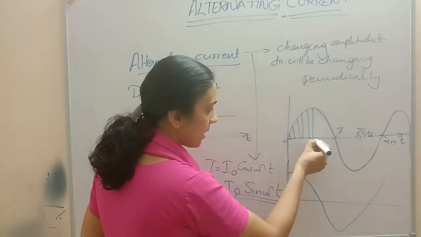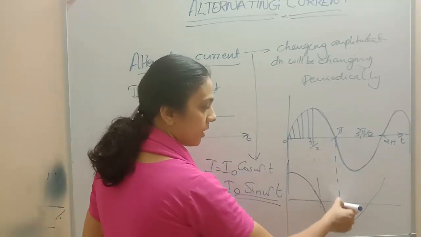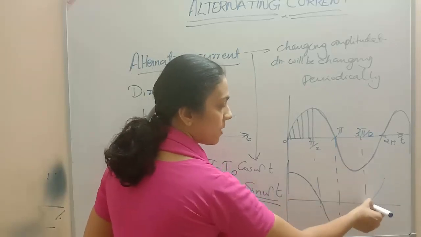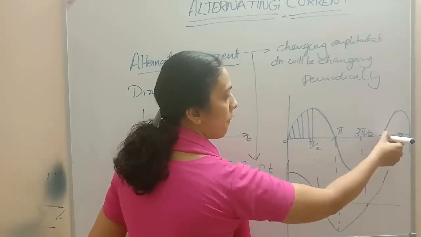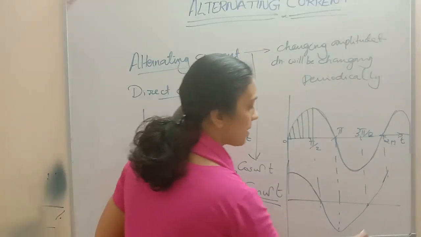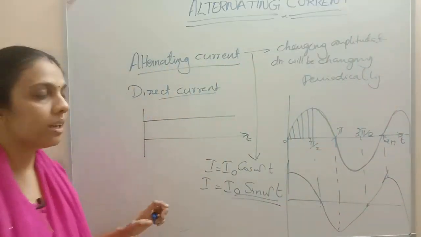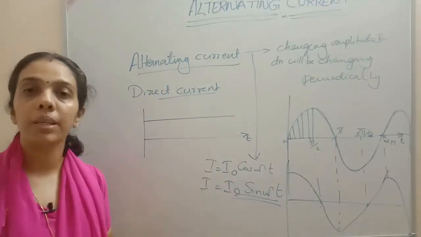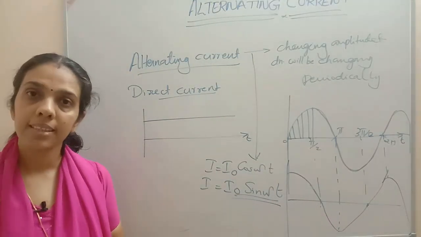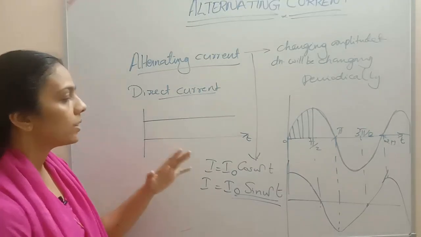That means, see here, at pi by 2 it will become 0, at 180 degrees it will become minus 1, then at 3 pi by 2 it will become 0, and at 2 pi it is maximum. Like that it will be coming. So this is how it is represented for a cosine function, and it will continue in that manner. This is how we represent the alternating current, as a sine function or as a cosine function. So this is about the current.